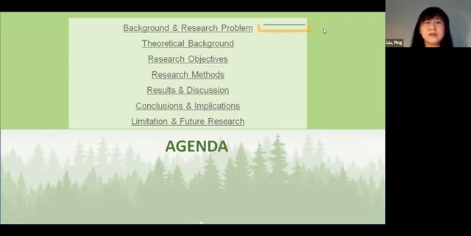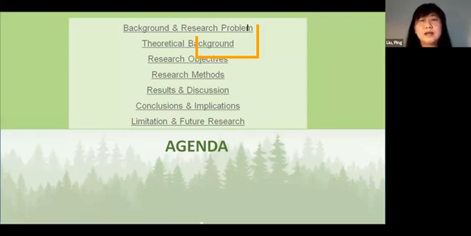I will start with the background and a research problem. And then I will talk about the theoretical background and research objectives. Then I will move on to research method and results and discussion. At last, I will present the conclusions and the implications, as well as limitation and future research.